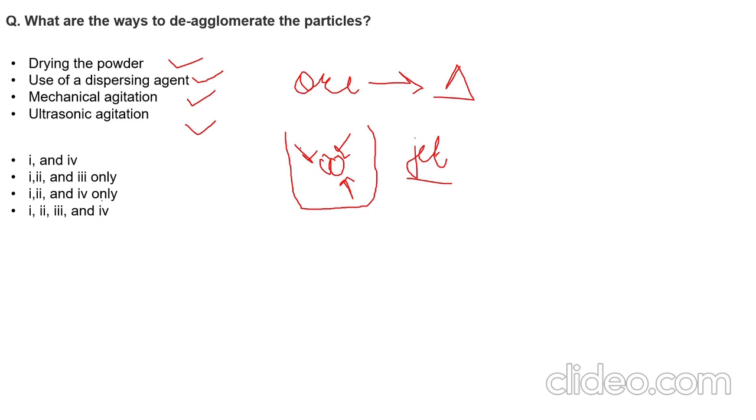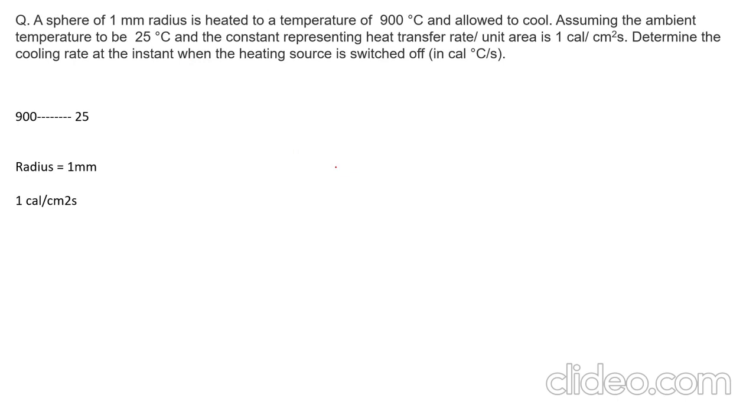Because of these pulsed jets, the particles will be deagglomerated and you will get a separate particle size or the true particle size for the powder. So the options will be 1, 2, 3rd and 4th. All are used for deagglomeration of the particles. Now we have this question which says that we have a sphere of 1 mm radius. So this sphere, the radius of it is 1 mm.